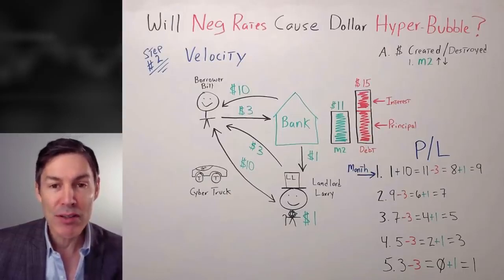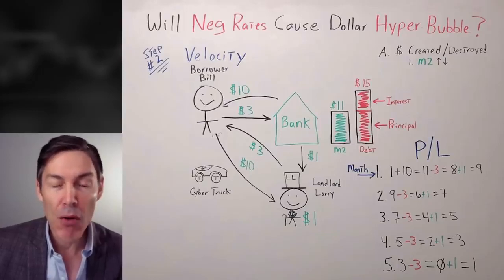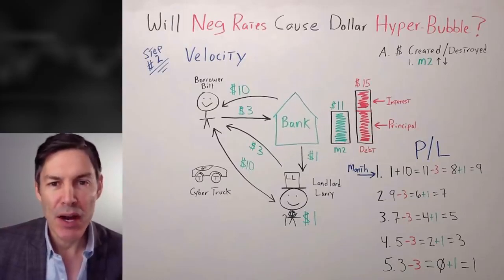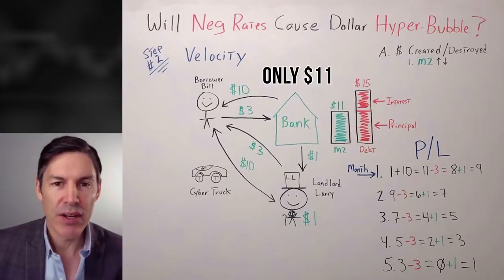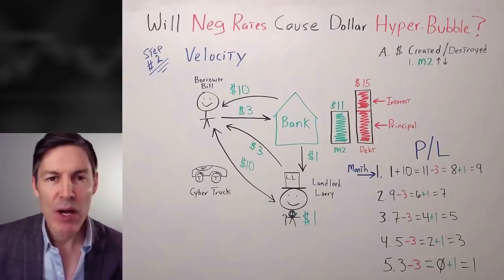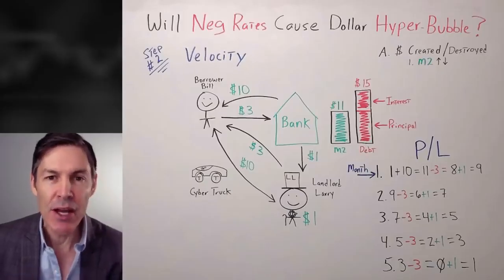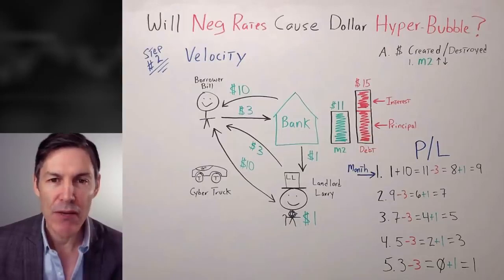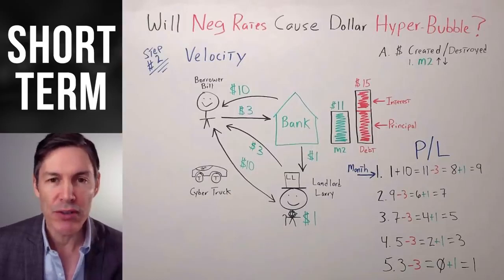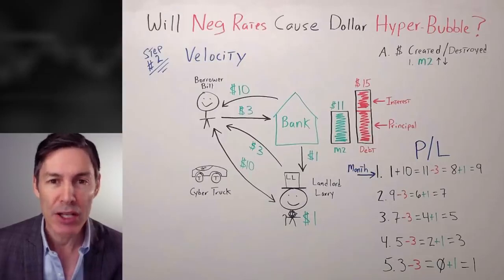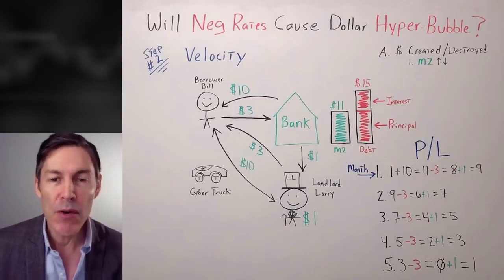So what's happened during this time frame, these 5 months, is Borrower Bill has made $15. The bank has been completely paid off with only $11 in the system. So we can see how important it is for money to circulate within the system. There has to be this velocity in order for the debt to be paid off. And if it's not, if there's a default, yes, short term, it might not reduce the money supply, but long term, it most likely will. It'll impair the balance sheet of the bank, and they won't be able to create as much money moving forward into the future.